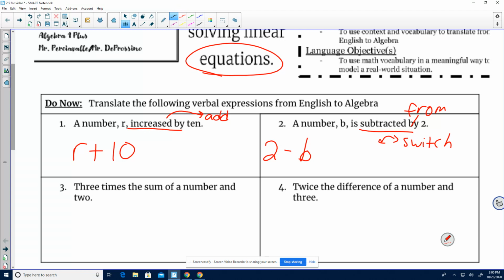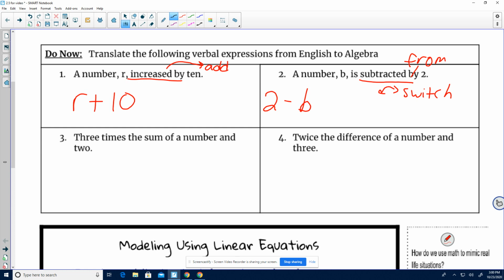Number 3, 3 times the sum of a number and 2. So here, they don't give us a variable. In number 1, they gave us r, and in number 2, they gave us b. In number 3, they don't give us a variable, so we have to write what we call a let statement. Let x equal the number. And then 3 times the sum of a number and 2. Remember that we have to put sums in parentheses. So the sum of a number and 2 is going to be x plus 2. And then 3 times that is going to be, in parentheses, the whole thing multiplied by 3.